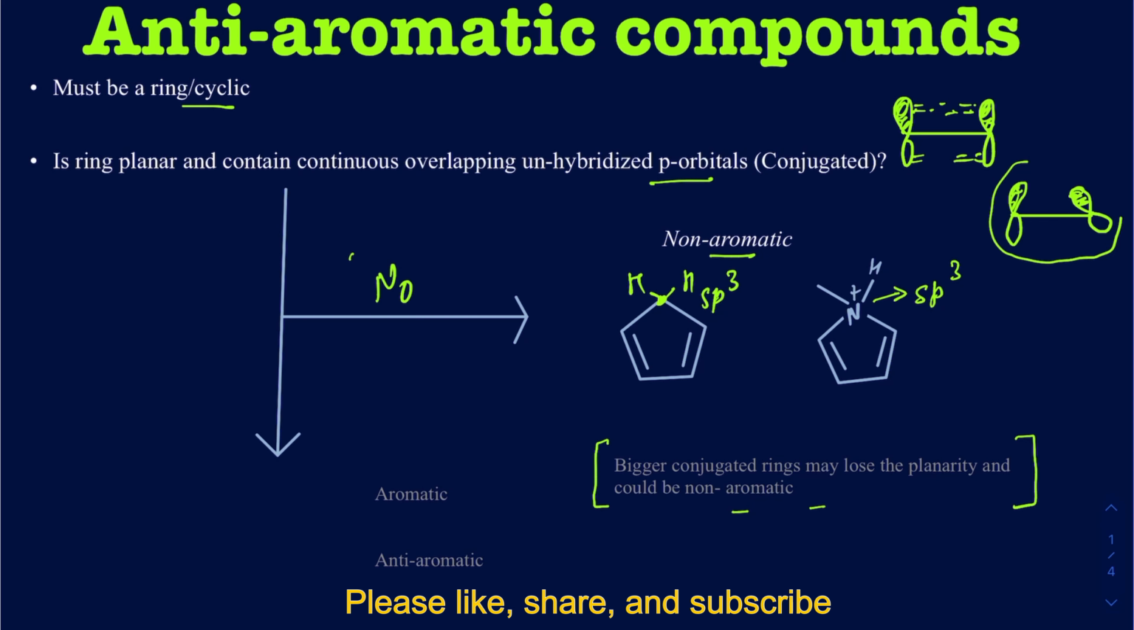So in that case, it's not going to have a parallel overlapping of unhybridized p orbitals, and this is going to be considered as not being conjugated in that particular case. So you may see that at some points, especially whenever you have triple bonds in the ring. So we'll talk about that in an example.